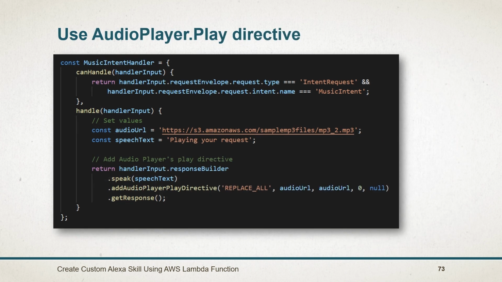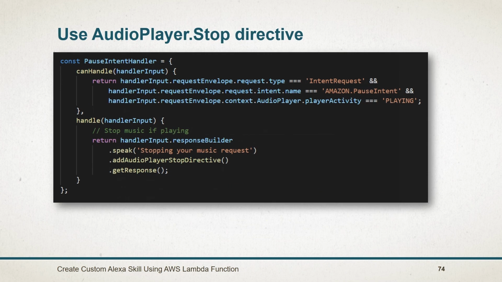To send an audio file using the AudioPlayer directive, we need to use the addAudioPlayer.Play directive method, in which we need to pass behavior, audio URL, token, previous token, and offset. We can also attach a standard card or text message to our player. Recently, Amazon announced metadata for the audio player which will display album art or echo spot.